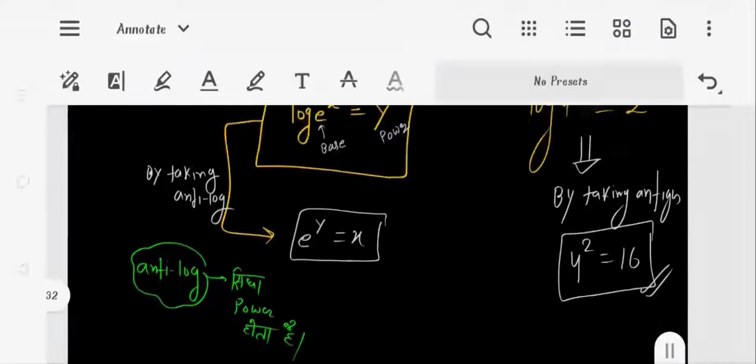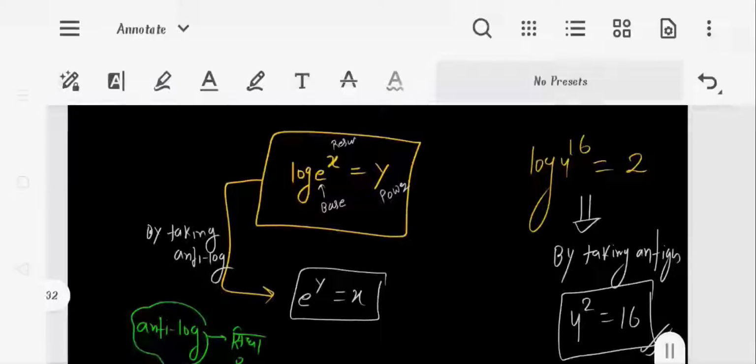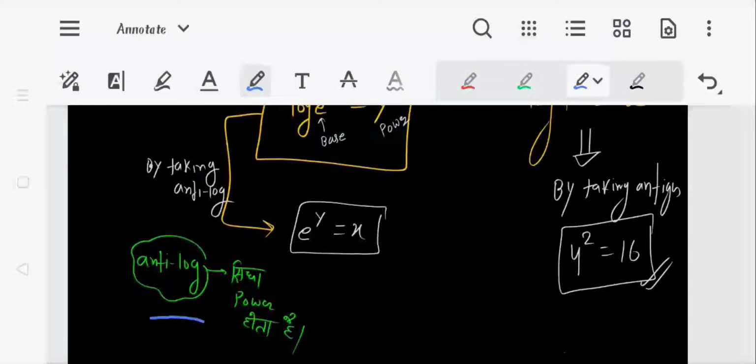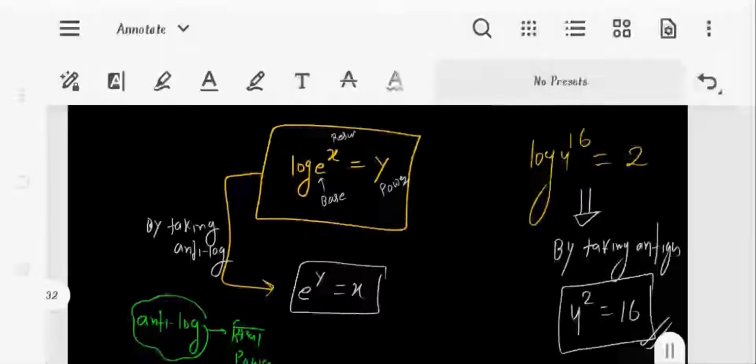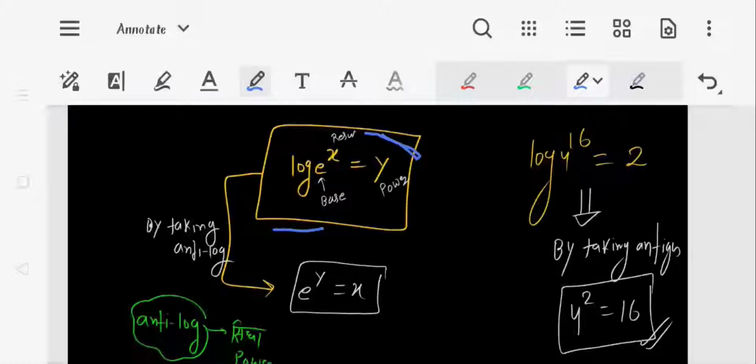It's very easy, very simple. It's just a game of terminologies. They have just given the names log and antilog, nothing else. The concept of power is exactly similar. The concept of power is what antilog is, and log is the interchange between result and power. That's it, nothing else.